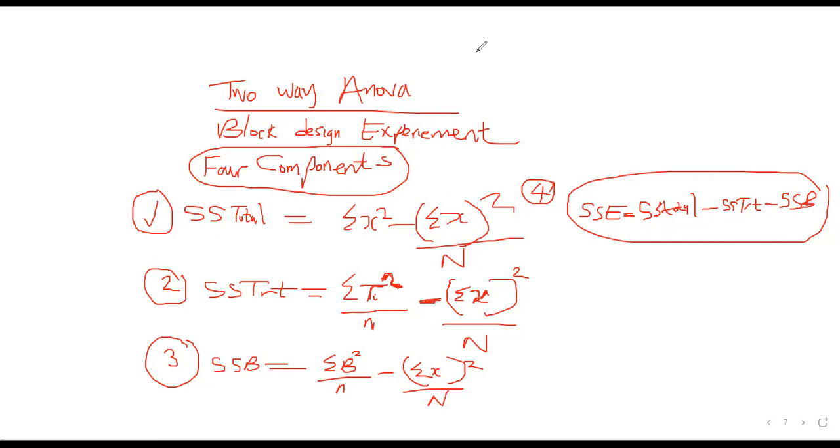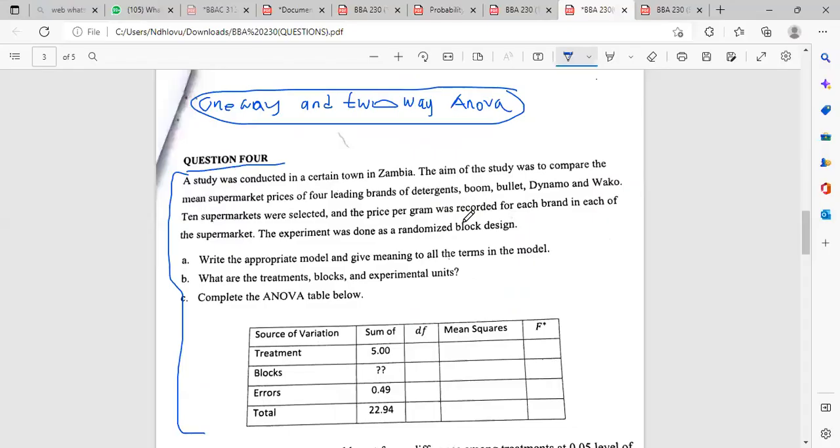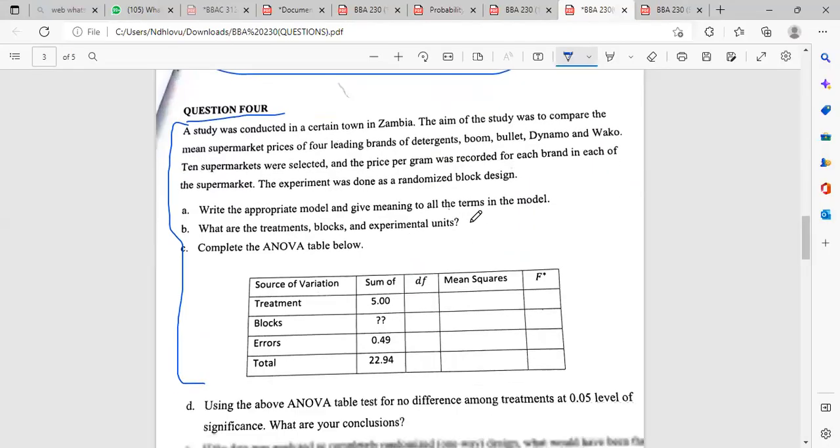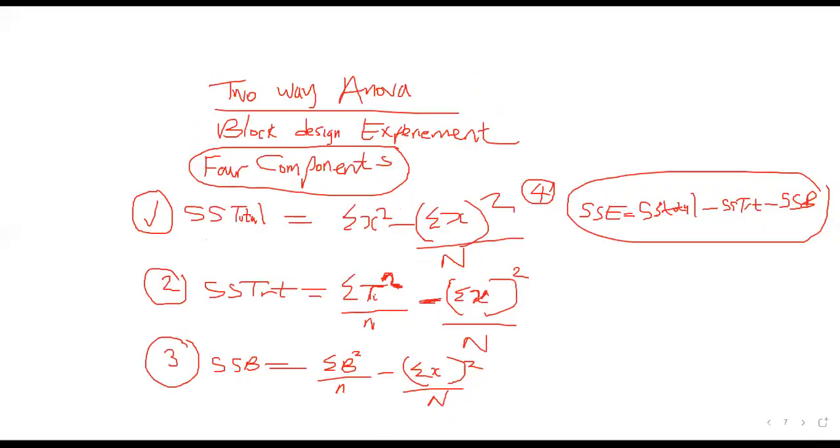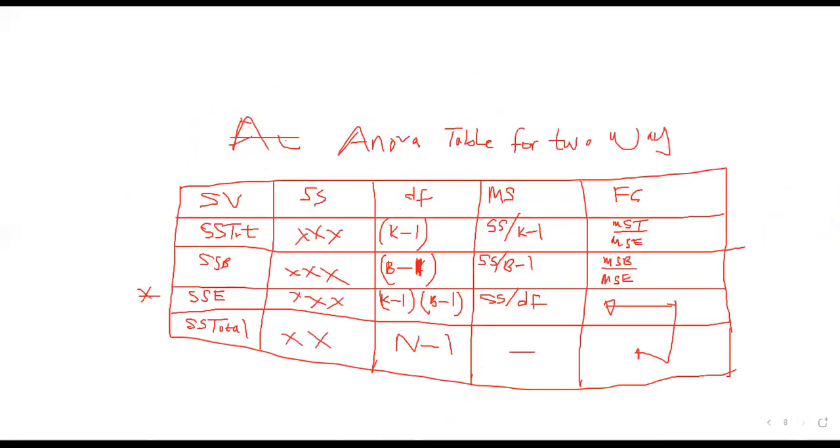All right, so we can go to this one. Okay, so question 4: a study was conducted in a certain town in Zambia. The aim of the study was to compare the mean. In fact, first and foremost, before we go to the question, I have to make mention that in ANOVA, we always test for the mean.